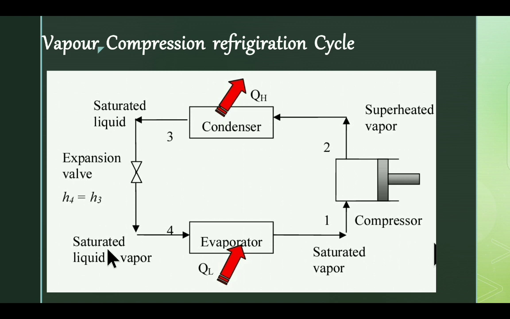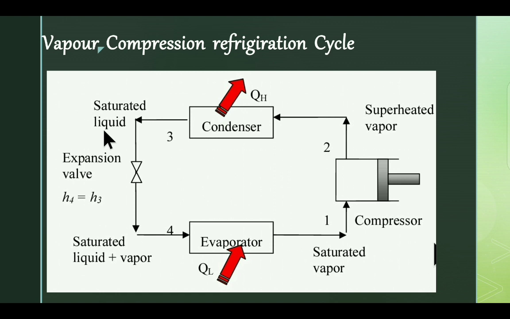Let us take saturated vapor. Saturated vapor is nothing but the entire liquid converted into vapor. There are no liquid particles in the saturated vapor. Superheated vapor is the vapor which is heated beyond some temperature. It is called superheated. Saturated liquid is what we get after removing heat from the vapor. The vapor is converted to liquid.